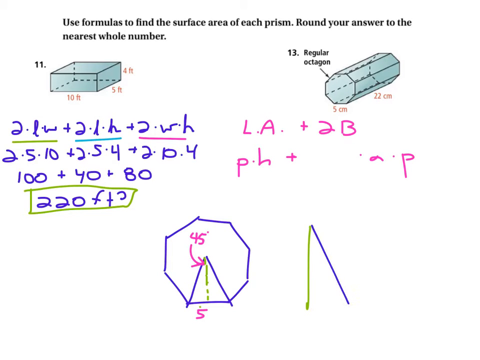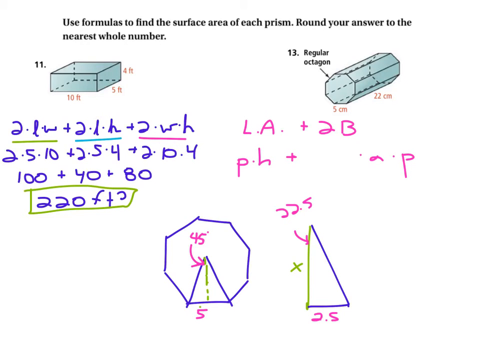Here's the apothem, here's the side of that, and that side now is cut in half. This bottom base is now 2.5. This angle right up here, since we cut that in half, is now 22.5. And what we're looking for here is x.